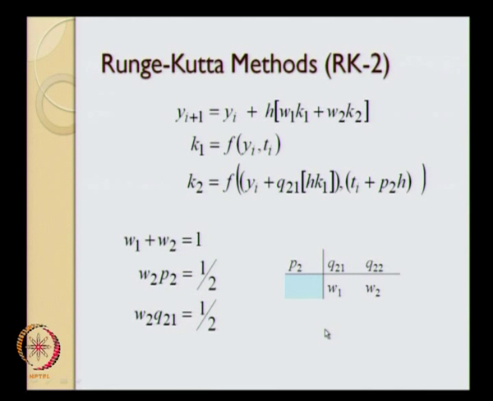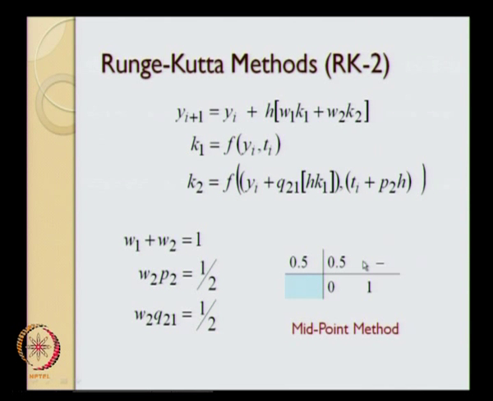Okay. So for example, let us consider the midpoint method. In the midpoint method, the value of P2 that we chose was half, and the value of Q21 was also half. Okay. And the weights that we got were 1 for W2 and 0 for W1, and this is represented as half, half for the P and Q values and 0 and 1 for the weight values.